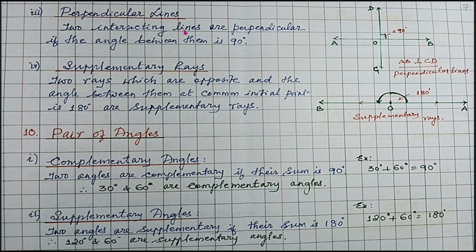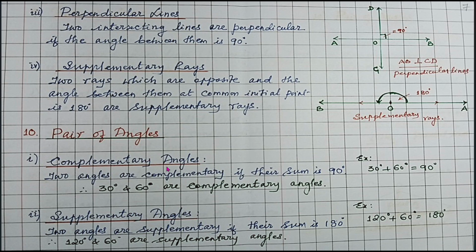Now we have got perpendicular lines. Perpendicular lines are intersecting lines, but the angle between the lines is 90 degrees. So we have got AB and CD which are intersecting at point O, but the angle BOD is 90 degrees, or the angle between the lines is 90 degrees, therefore they are called perpendicular lines. Now supplementary rays. If we have two rays opposite to each other, that means we have got a ray OA here and a ray OB here, the angle between the two rays is 180 degrees, and such rays are called supplementary rays. Now pair of angles.